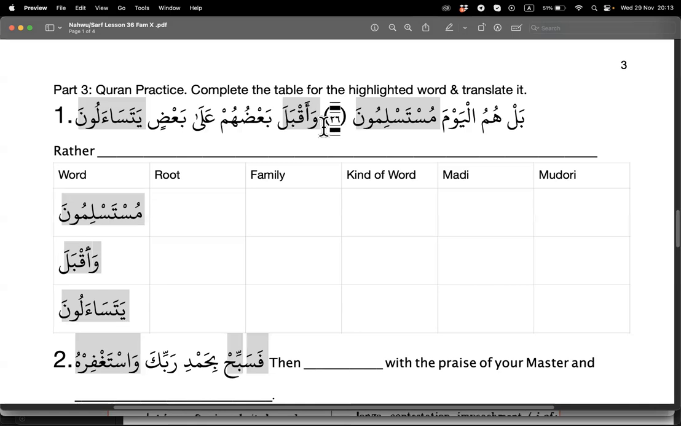Okay. Wa aqbala. Wa aqbala is the fa'il madi from the family if'alan. Yes, family 4. What's the root letters? Qabala. Can you give me the first line, family 4? Aqbala yuqbilu iqbalan fahuwa muqbilun.